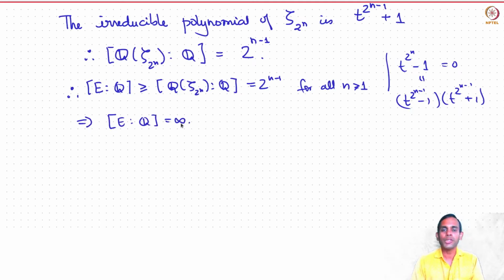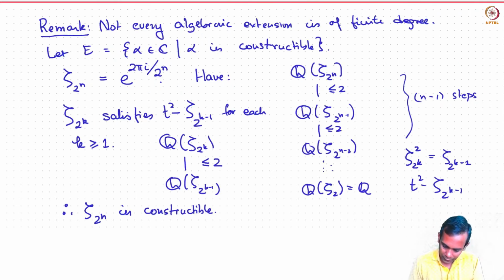And another upshot of this exact computation of the degree of zeta 2 to the power n, the primitive 2 to the power nth root of unity, is that we can go back here and replace each of these less than or equal to signs by equality. So these extensions are each of degree exactly 2, because that is how you would get the total extension to have degree 2 to the power n minus 1.